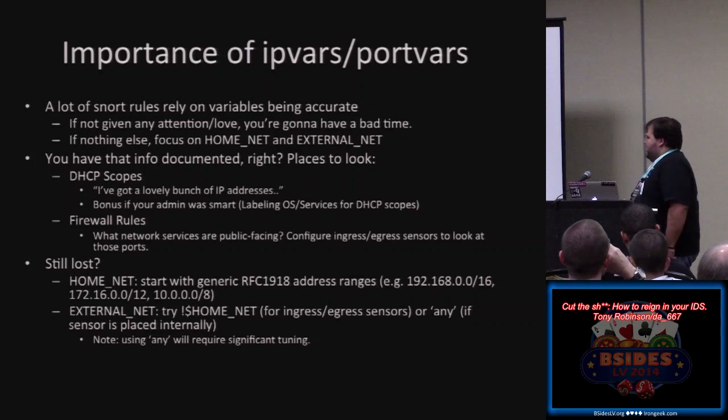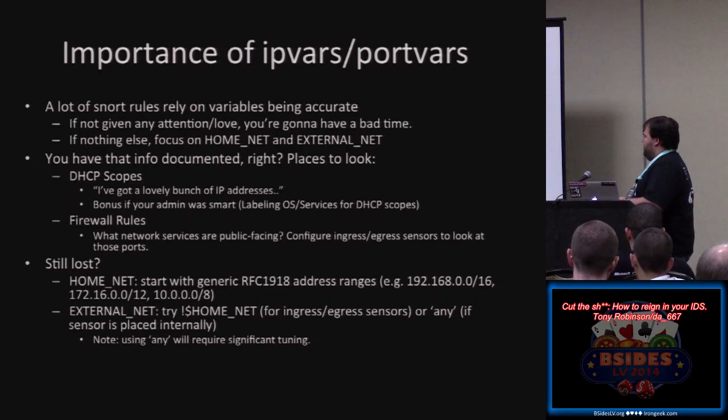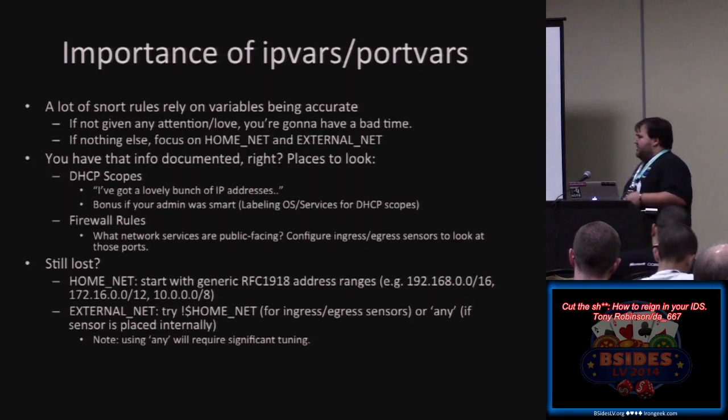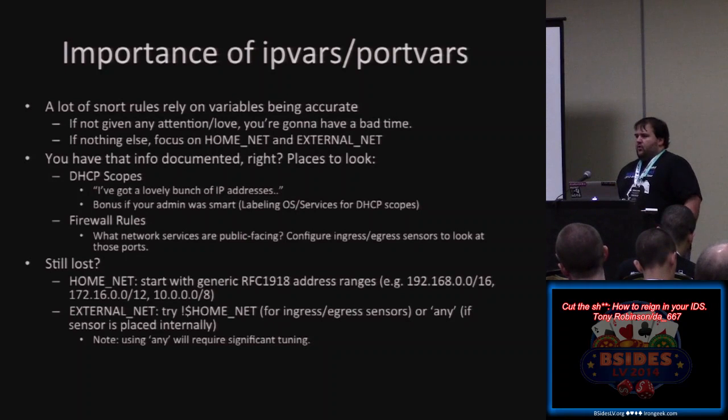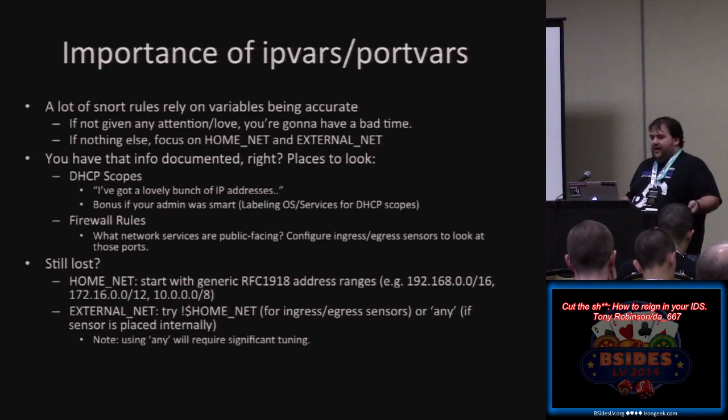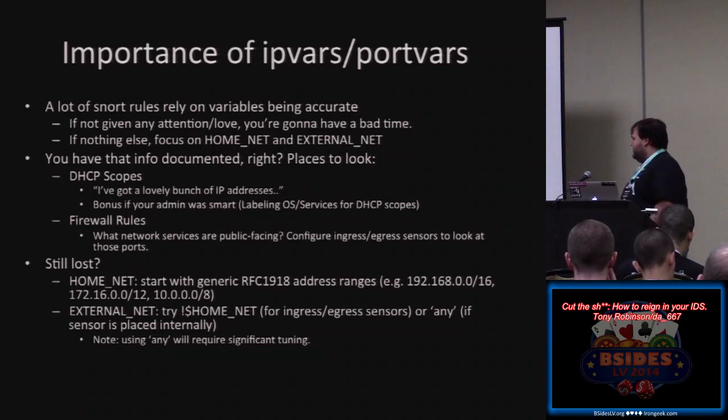If you're still lost, at a minimum, like I set up here, you want to start focusing with your HomeNet and external net variables. Just start with your generic RFC 1918 address ranges. Your 192.168.0.0, that's /16, your 172.16, and your 10 dot network. And as you start getting events, or as you get that information from those other groups, or you start bribing your admins with beer, just fill that out. That's all there is to it.